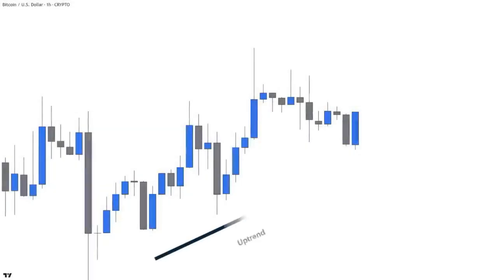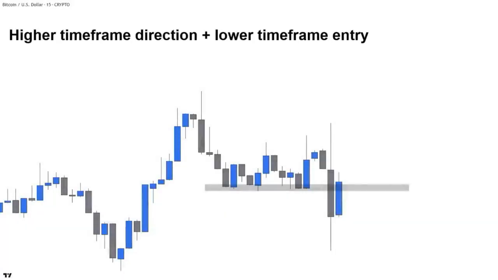Also, if we check the 1 hour time frame, we can see that the higher time frame direction is bullish, since we have recently broken above the structure level. By considering the higher time frame directional bias and lower time frame entry reason, we could expect the price to move to the upside.